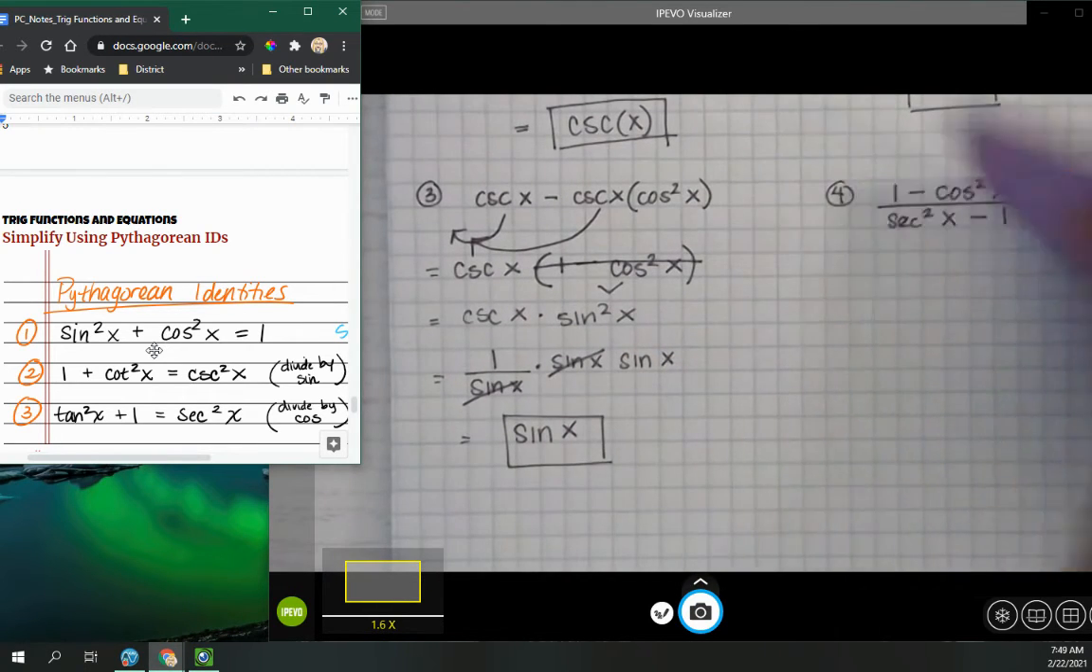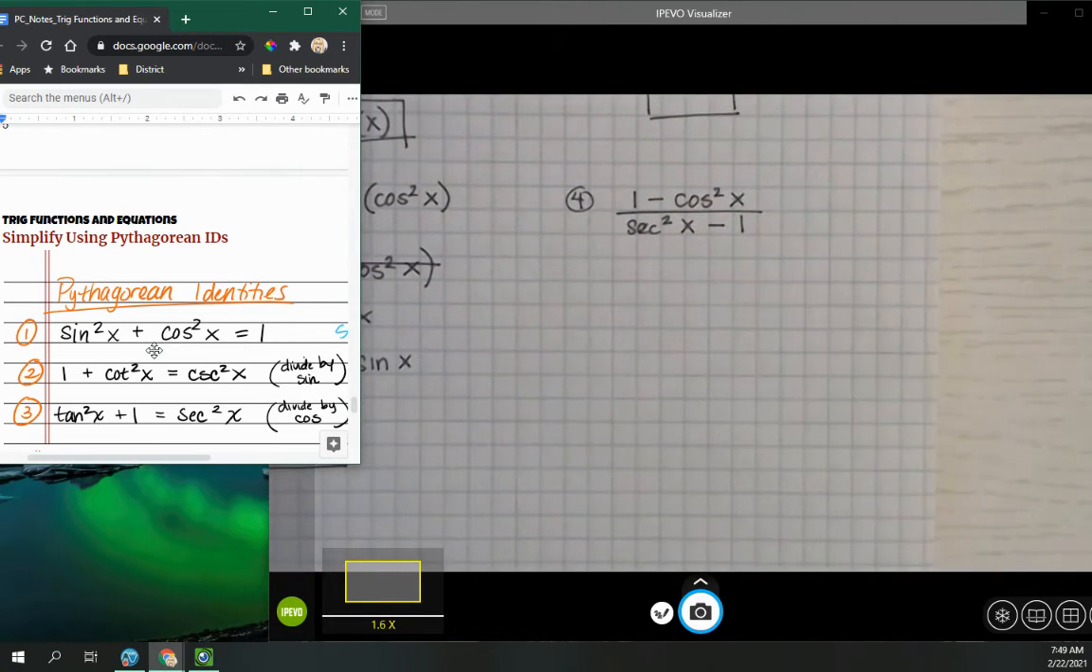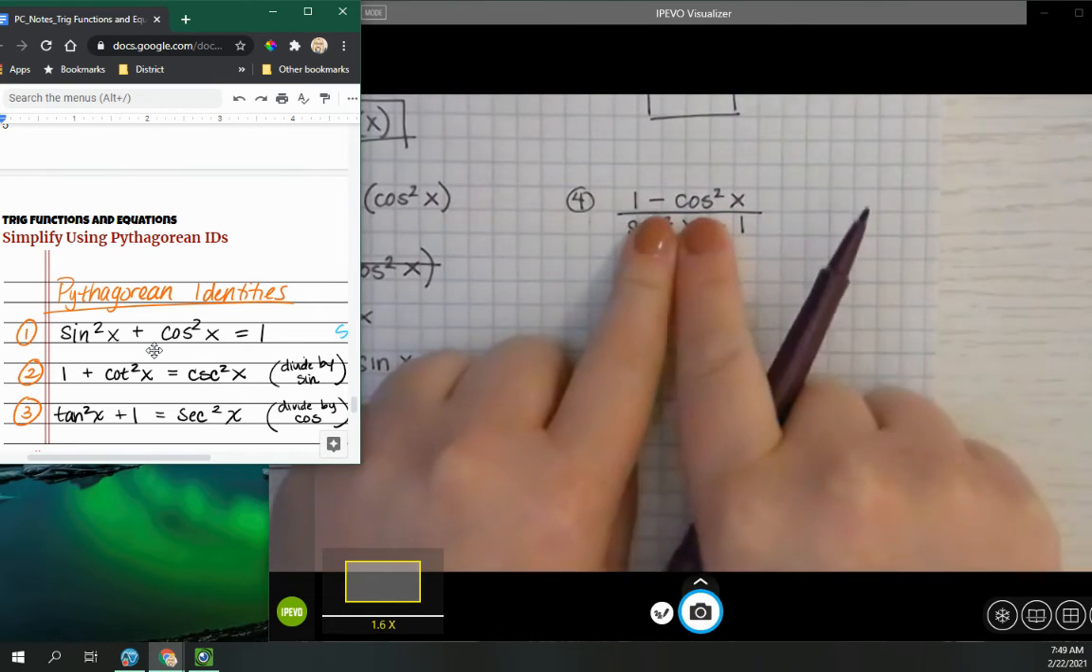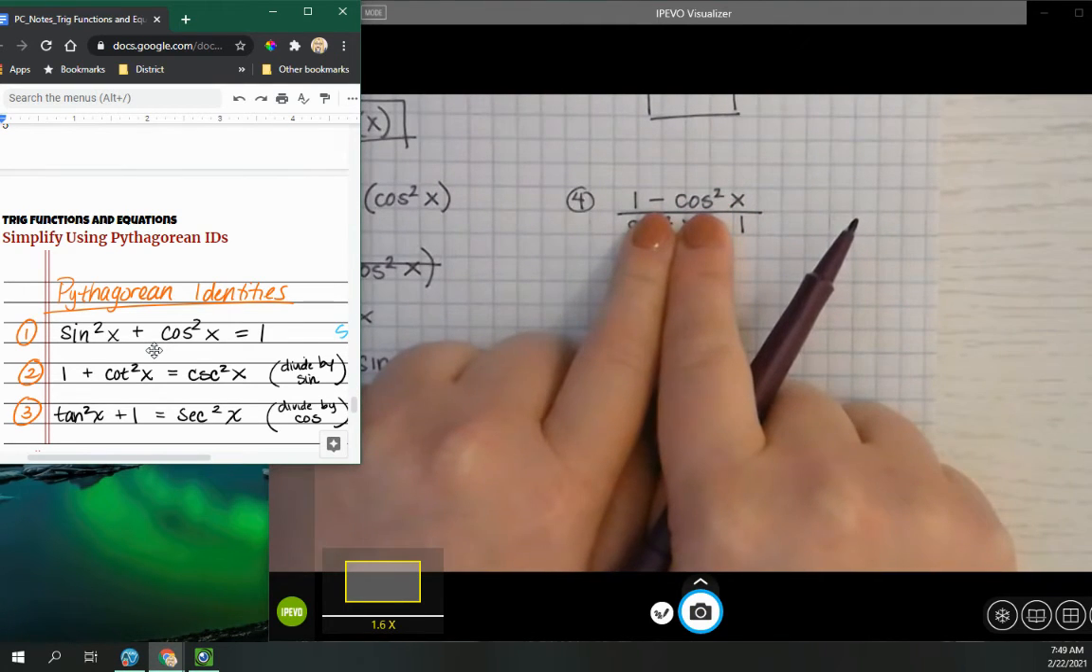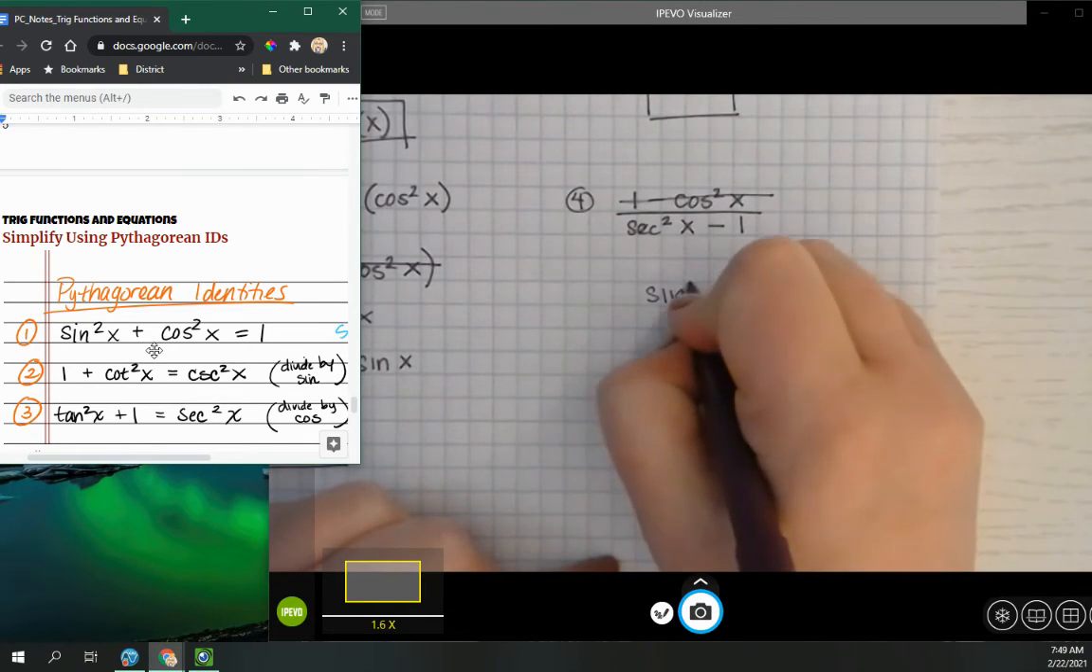The last one on your notes page is number 4. Don't let the fractions scare you. We're going to handle this one piece at a time. So I am looking at the numerator first. I have a 1 and a cosine, so I'm going to be using formula 1. By manipulating that formula, I know that the top is going to turn into a sine squared.